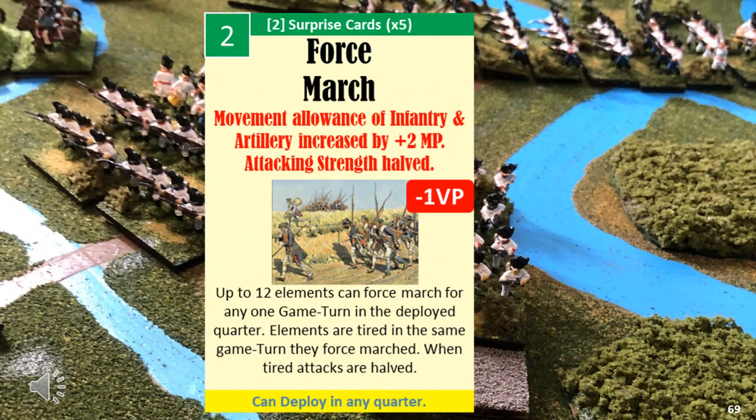The Force March card allows a player to have up to 12 elements move faster than normal at the risk of exhaustion. This card must be deployed within a quarter before the game begins. This card is placed with the Force Mix cards within a specific quarter. Most likely the Force Mix cards that will be impacted by this card.